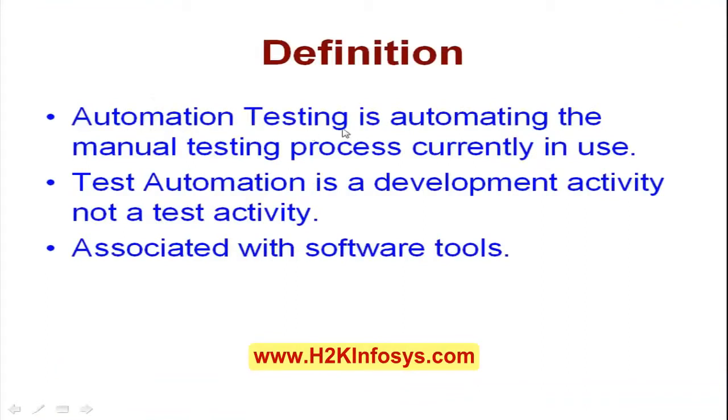Automation testing is automating the manual testing process currently in use. It means whatever we do as part of manual testing, we'll try to automate it. Say if I manually enter a username and a password, we'll try to automate those steps. Whatever we follow as part of manual testing, we'll try to automate those steps. That particular process is called automation testing.